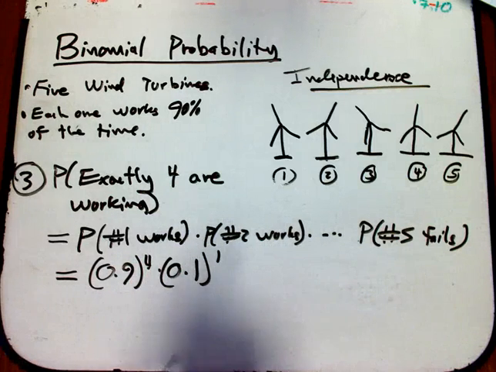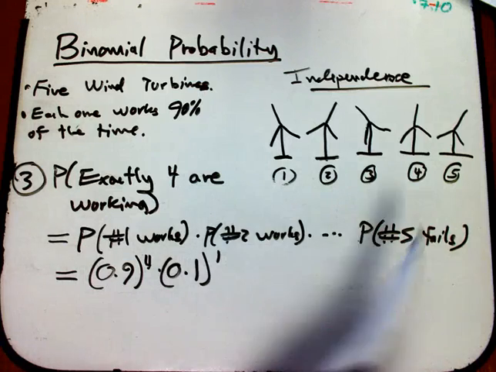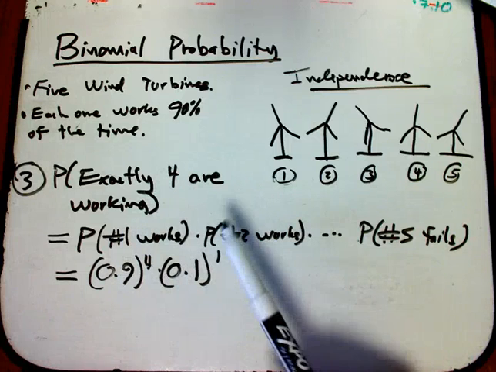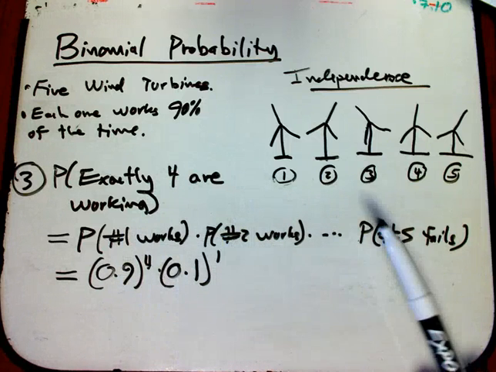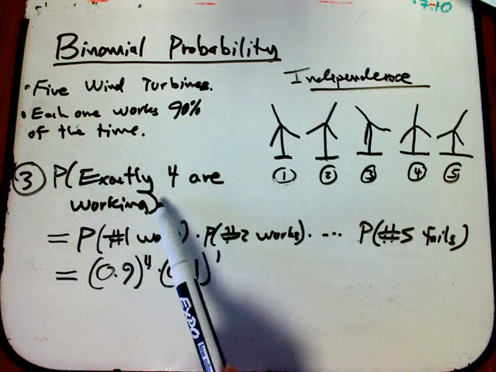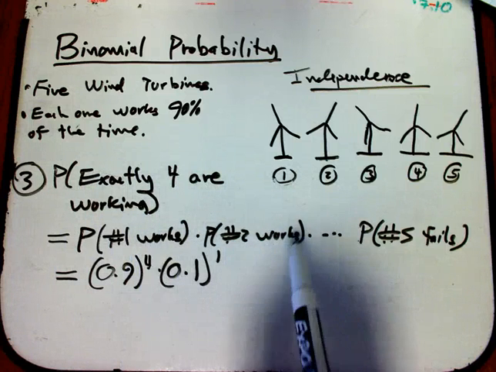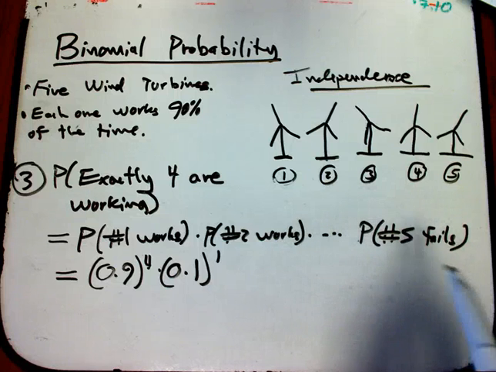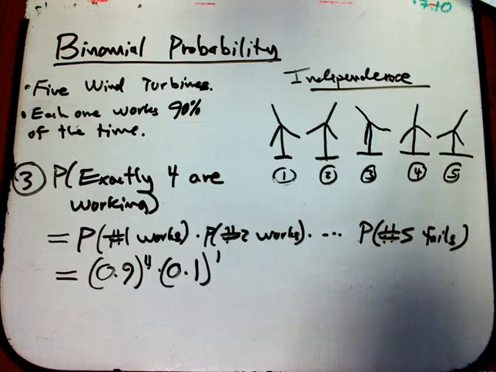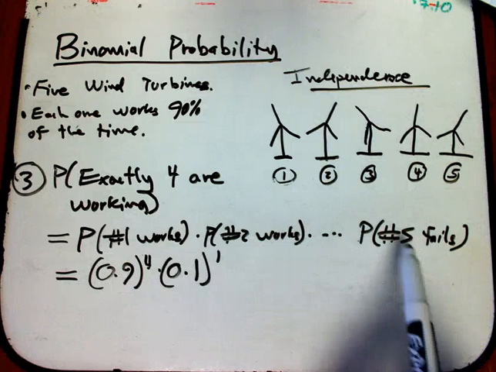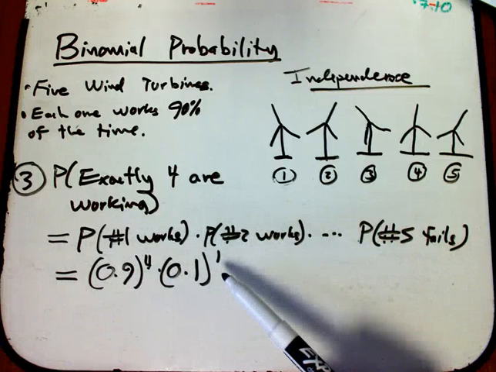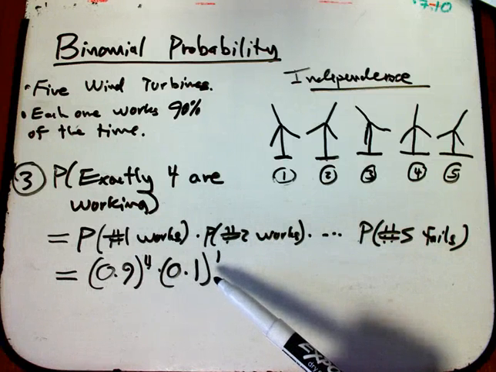This answers a different question, though. Really important. This is the answer to a different question, not the one that was asked. This is a classic example of people putting order into a situation where order doesn't matter. I didn't ask for the probability that number 1 and number 2 and number 3 and number 4 were working, and specifically number 5 failed. And that's what this answers. So this is an underestimate, a pretty radical underestimate of the actual probability that exactly 4 are working.